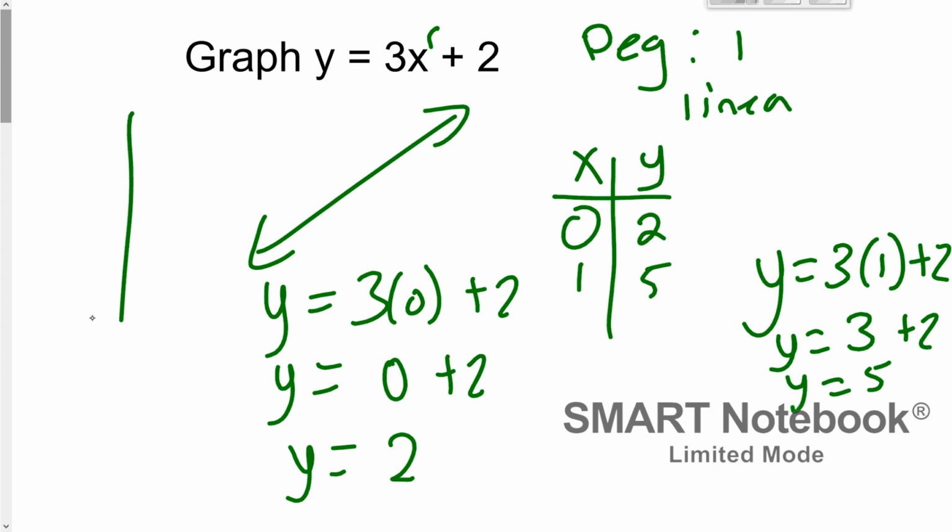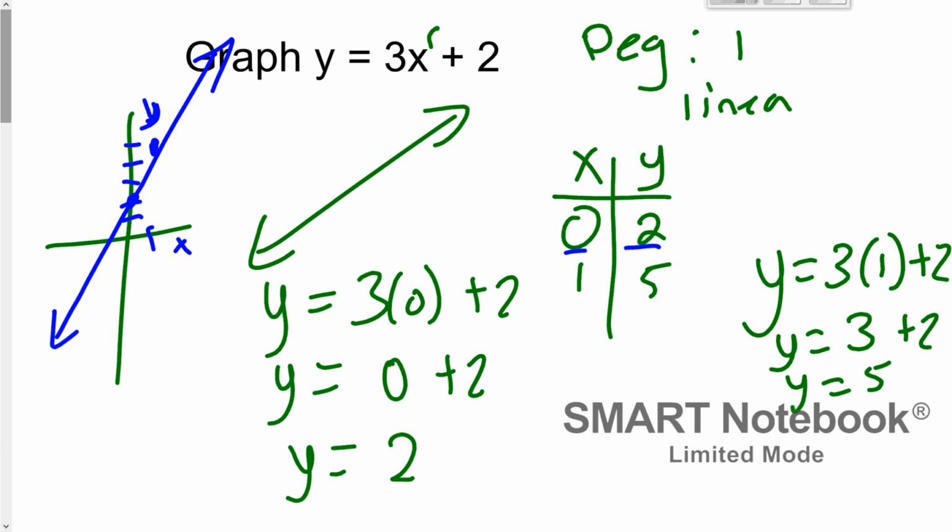I have 0, 2, so I go over 0. So that's left and right. So I don't move left and right, and then I go up 2. So that's my y-axis. Right, the second number is always my y. First number is my x. So there's the point 0, 2, and then I can do 1, 5. So I go over 1 and go up 5. 1, 3, 4, 5. Now I have 2 points. Now I can draw my line.